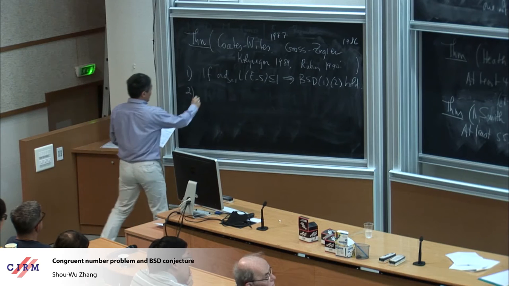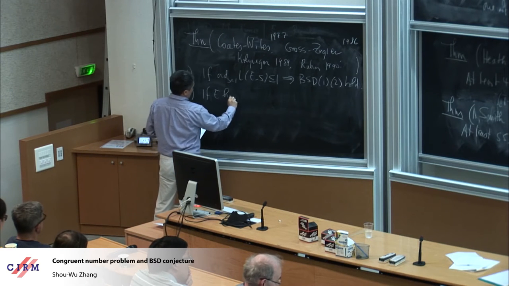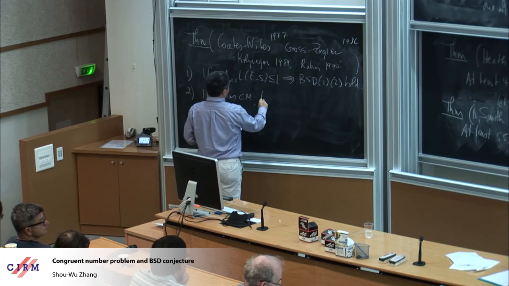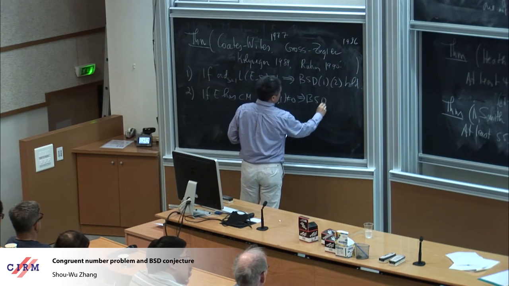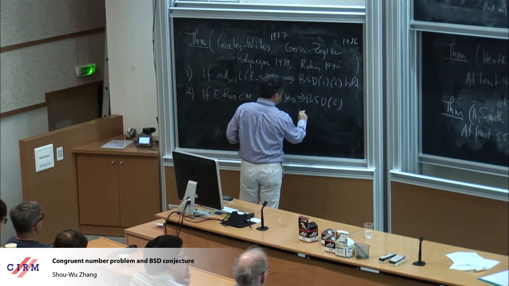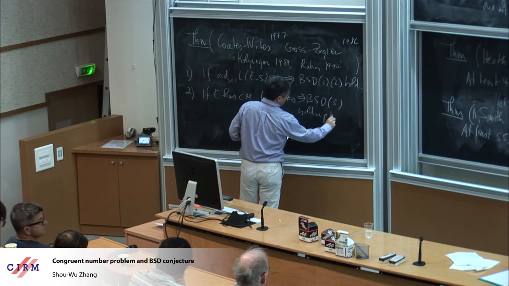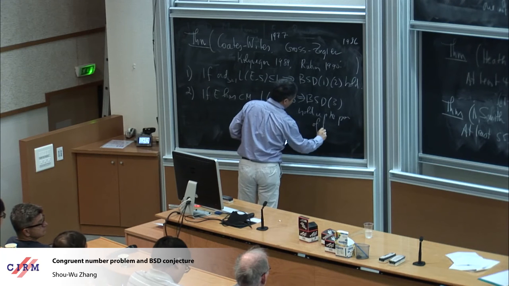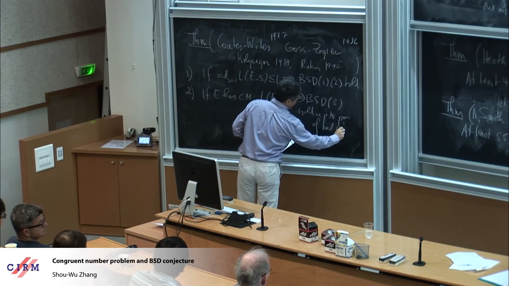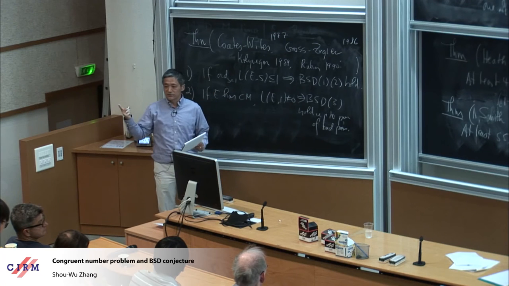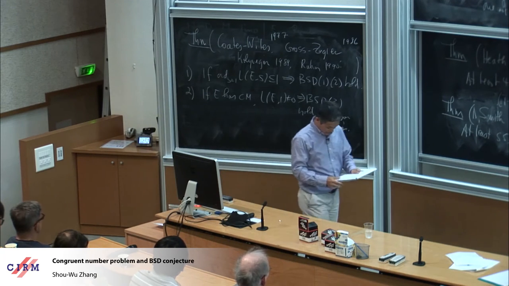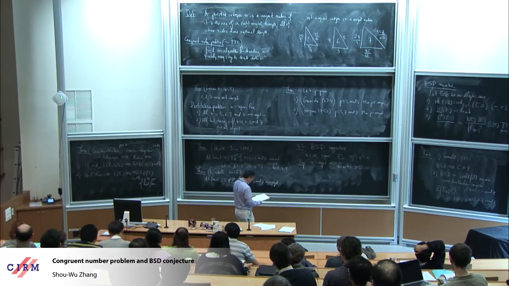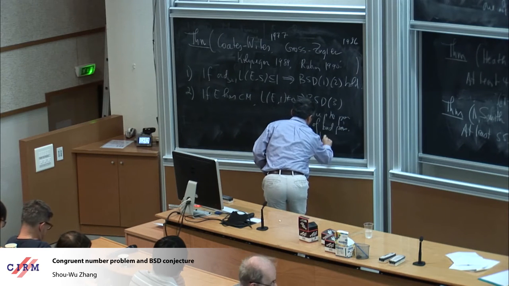Then if E has CM and the order of vanishing is 1, not 0, then the BSD third part holds up to powers of bad primes. Bad primes including 2 and other primes dividing the discriminant of E.